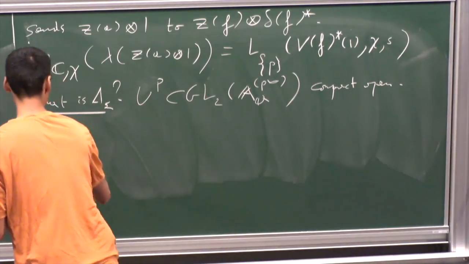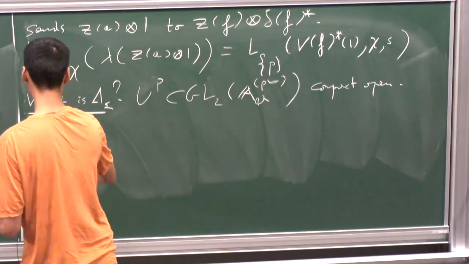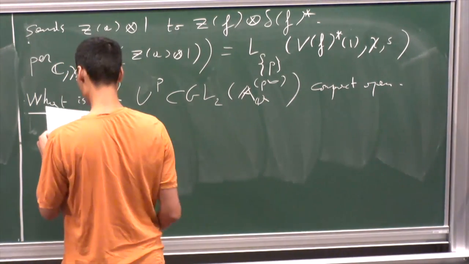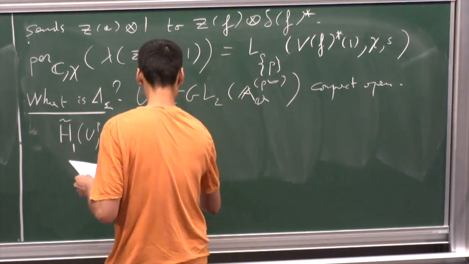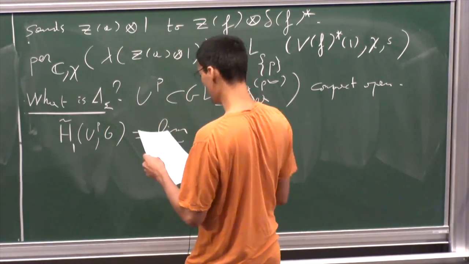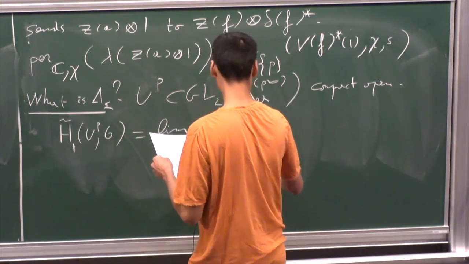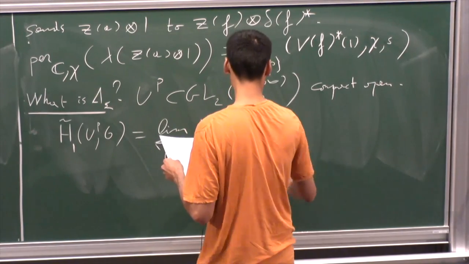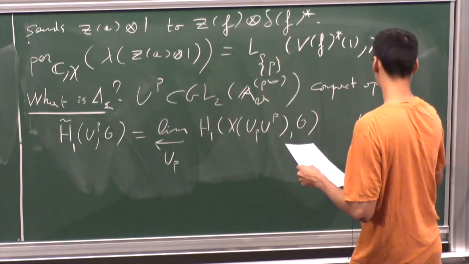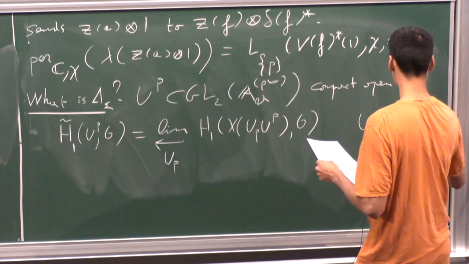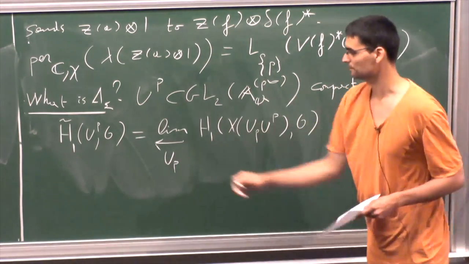And define the completed homology of tame level U^P and coefficients O as the inverse limit over all U_P of the homology of the modular curve of level U_P U^P, with coefficients in O. So here, U_P is compact open in GL2 of Q_P. And I take the direct limit on all these levels.